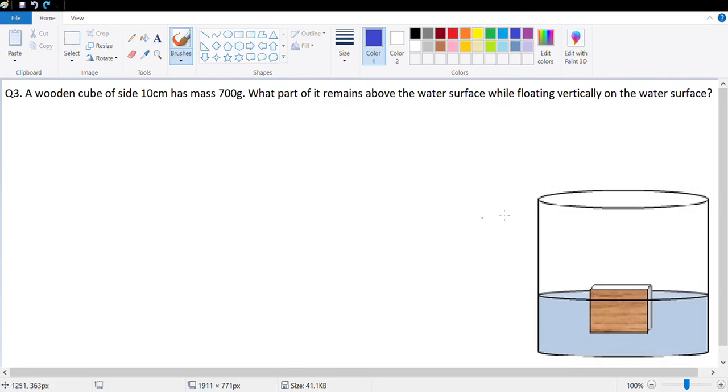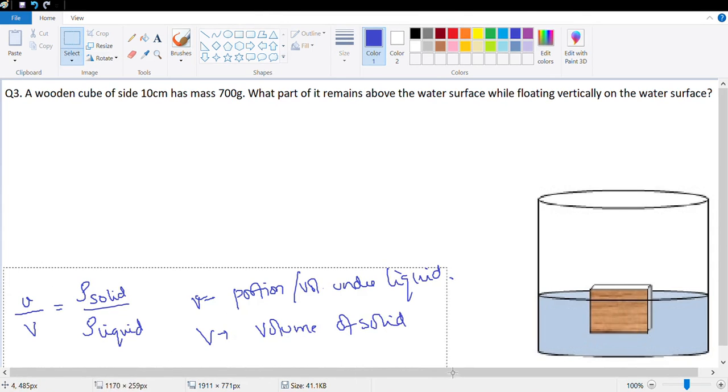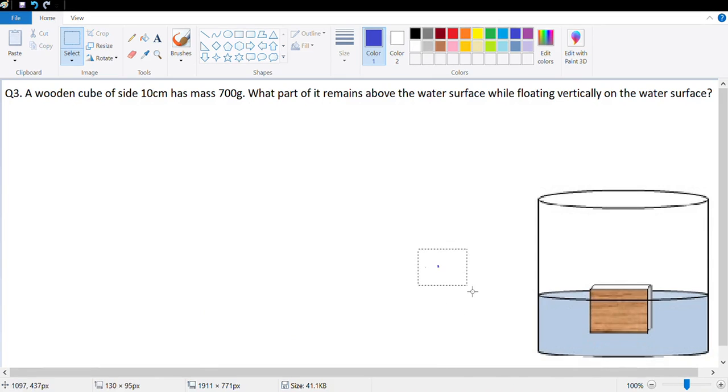Before we start the next question, let's quickly revise the formula that we did last time, which was small v upon capital V is equal to density of solid upon density of liquid, where small v is portion, which is volume under liquid, and capital V is volume of solid. That's something which we had derived, and we had done a couple of questions based on this formula. Let's look at the remaining numericals of this exercise 5C.